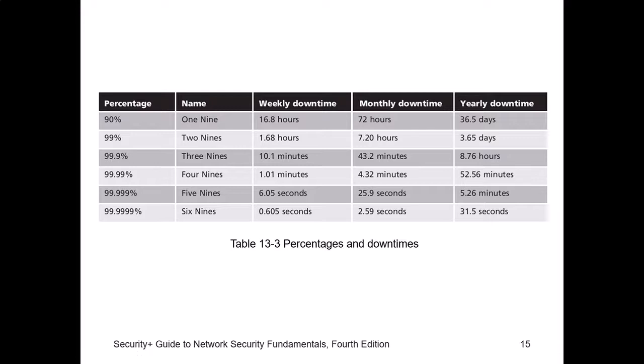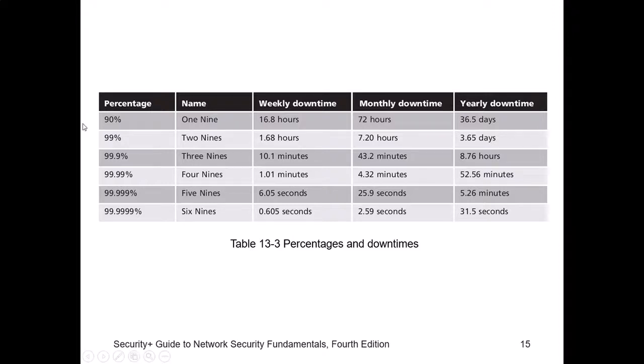So when you're getting ISPs, you want to look for the five nines or the six nines, right? Look at the six nines. You're down to like 31 seconds a year.